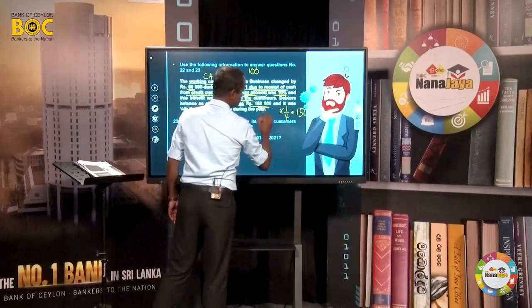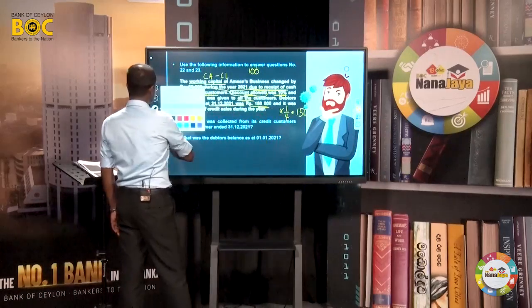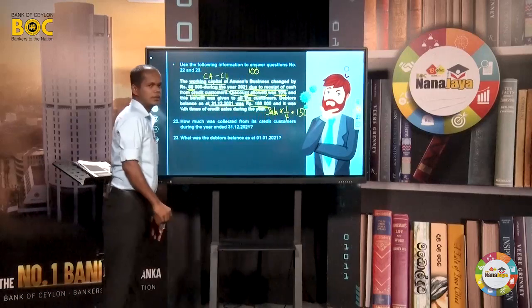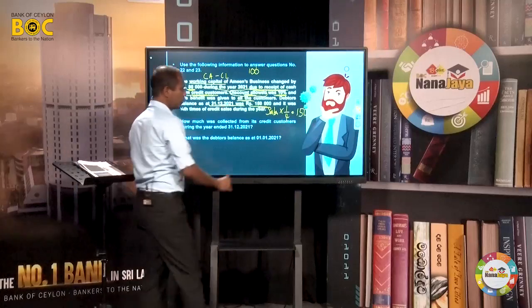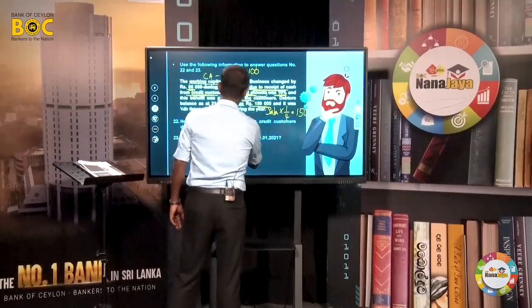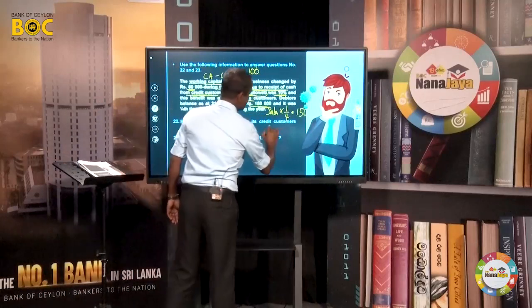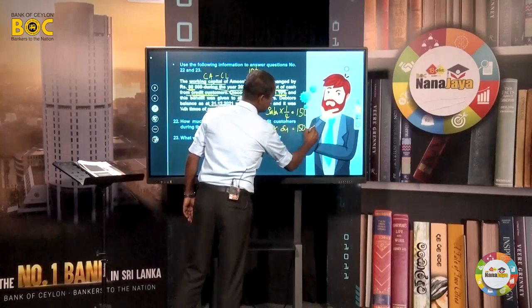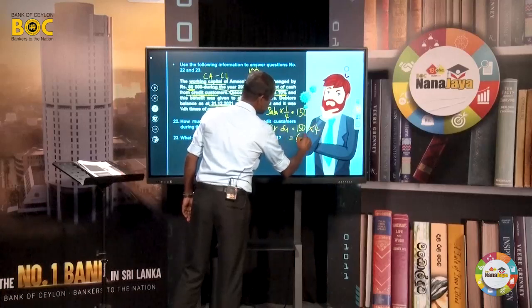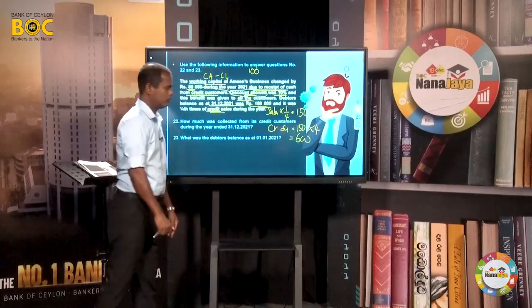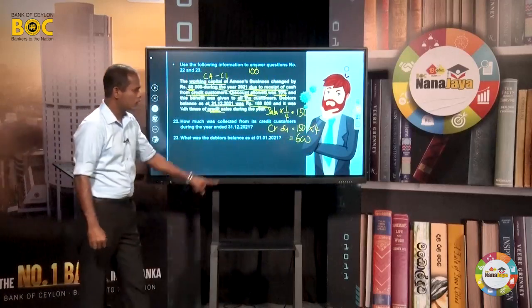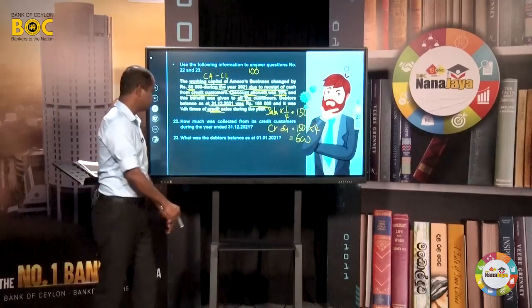If your sales is out of sales, 1/4 equal credit sales, then how much are the sales? The credit sales are 1/4 of credit sales, then the credit sales equal 150 into 4 times, which is 600. Credit sales equal 150 into 4 times.